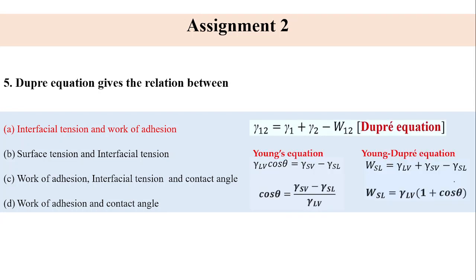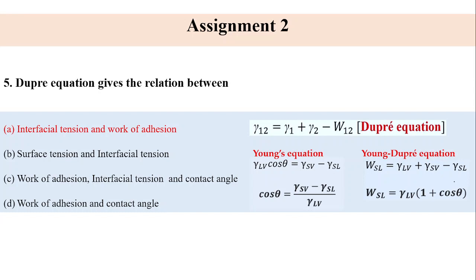We will see why. As you can see, the Dupre equation is gamma 12 equals gamma 1 plus gamma 2 minus W12. So here you can see that it gives the relation between the interfacial tension and work of adhesion. In case of Young's equation, it is given as cos theta equals gamma SV minus gamma SL divided by gamma LV. So Young's equation gives the relation between contact angle and the interfacial tension.